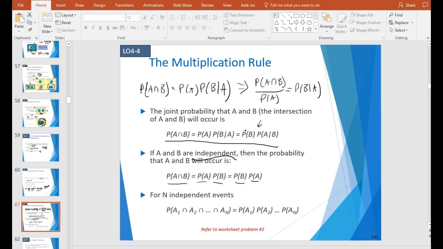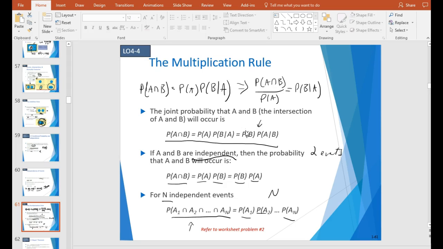And then furthermore, for n independent events, so not just two events, this takes it up to n number of events. This would just say that the intersection of all those events right here is equal to all of the probabilities multiplied together. That's all that means.